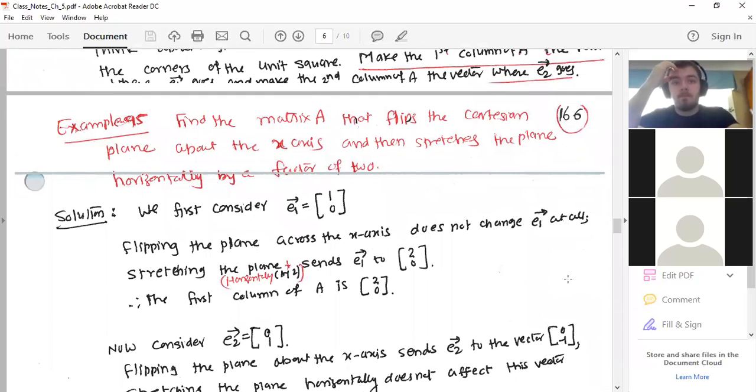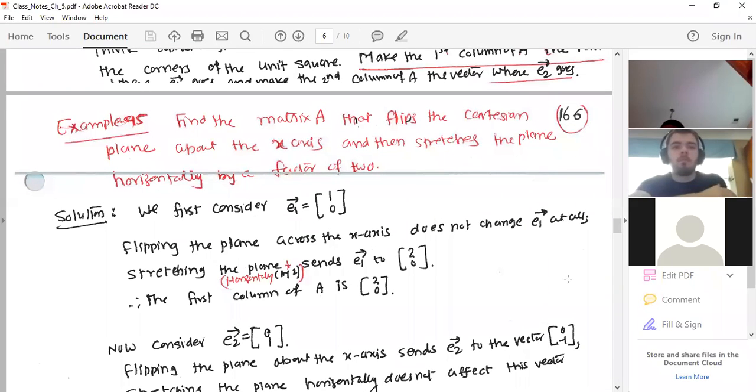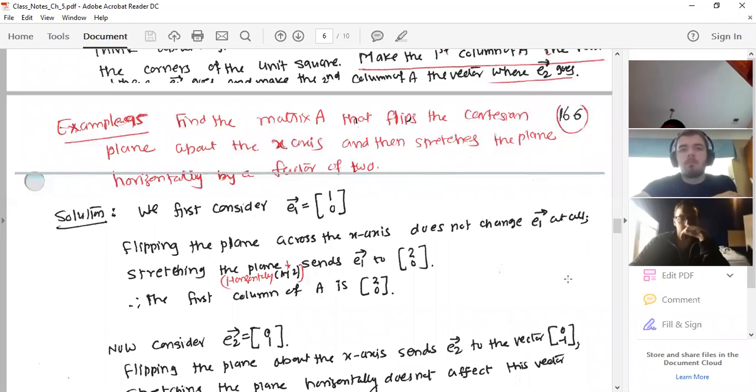Let's now focus on this example. Find the matrix A that flips the Cartesian plane about the x-axis, and then stretches the plane horizontally by a factor of 2. Read the question twice. It says find the matrix A that flips the Cartesian plane, the xy plane, about the x-axis, and then stretches this plane horizontally by a factor of 2.